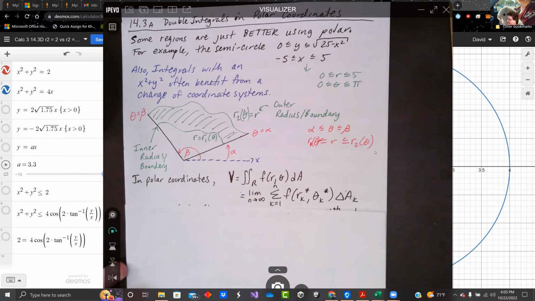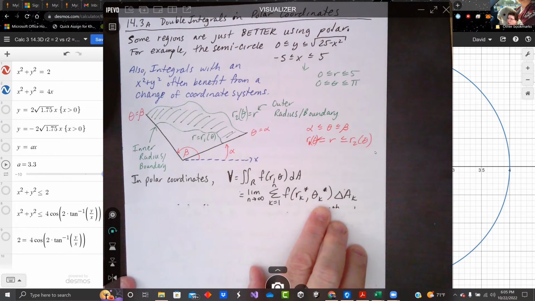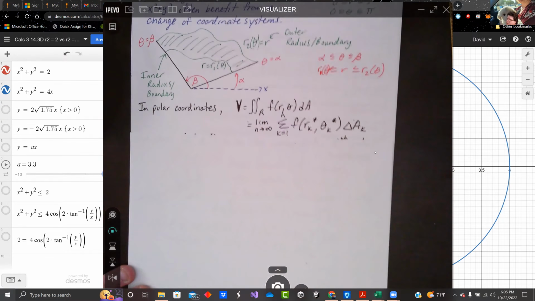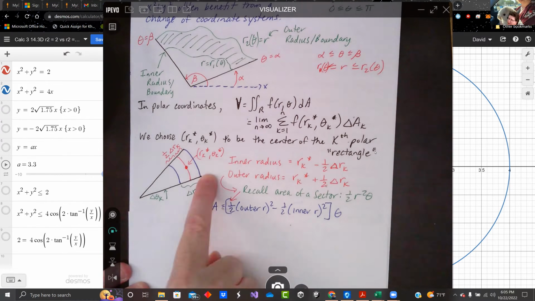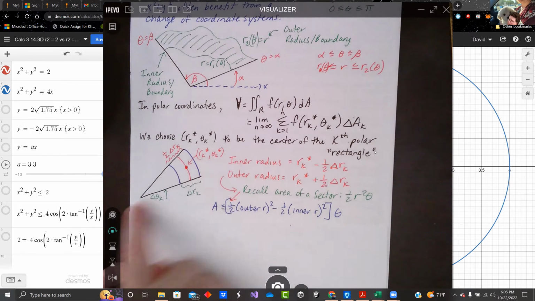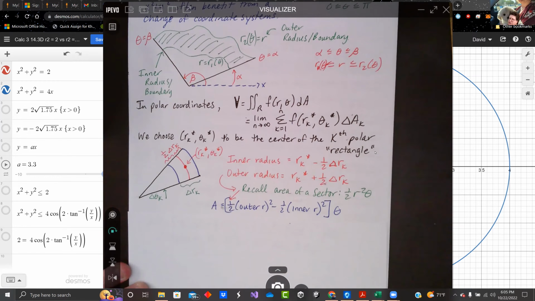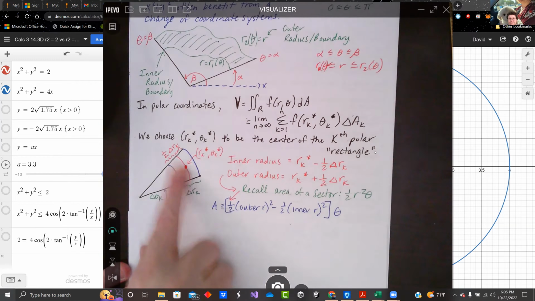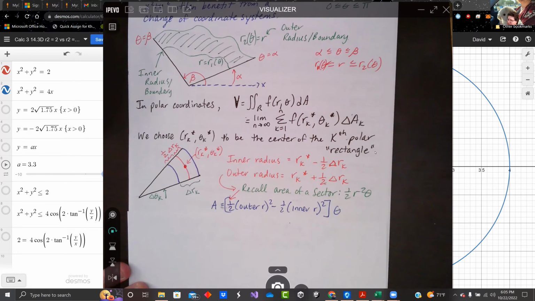So we're evaluating at a certain radius and a certain theta. What does that look like? Let's draw a picture. We've got an angle delta theta, and we've got a radius r. This little segment here is delta r. And r_k star and theta_k star are going to be smack dab in the center of that region. So this is our little region, and we're integrating over each little box.